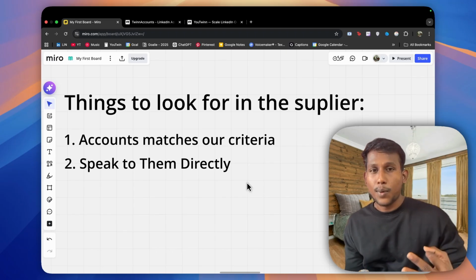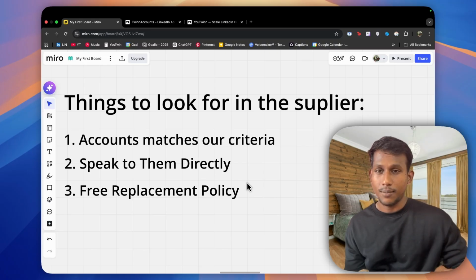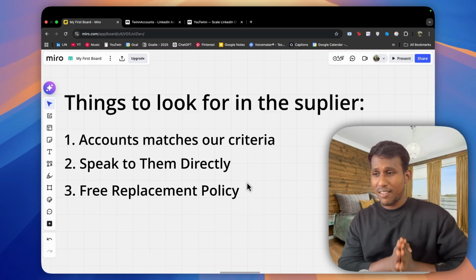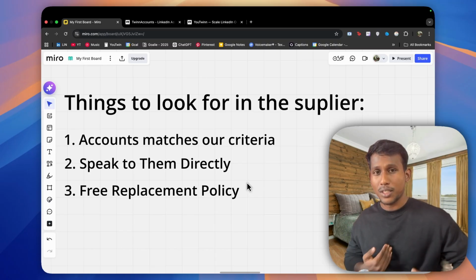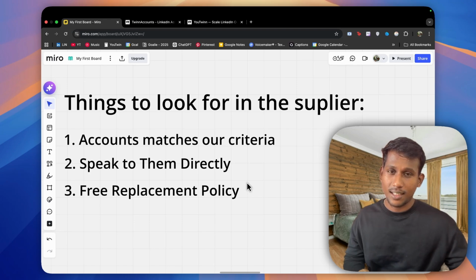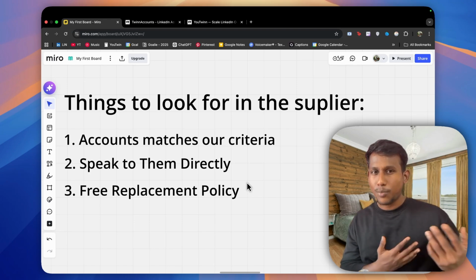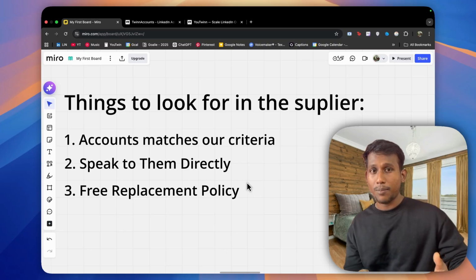Third and most important thing is make sure they have a free replacement policy. This is very, very important because even if we do everything right, we are doing LinkedIn automation and we are pushing the limits of these accounts and there's a probability of these accounts getting restricted. Let's say if you're renting 10 accounts, there's a probability of 1 or 2 accounts getting restricted. The supplier should be able to replace these restricted accounts without any additional cost.